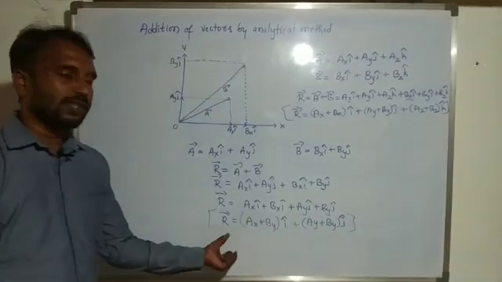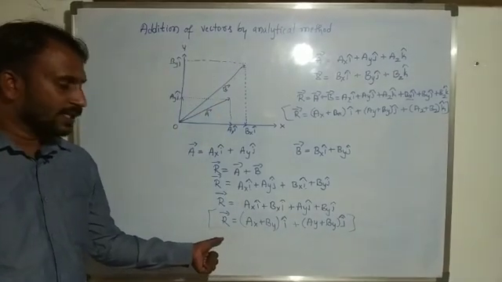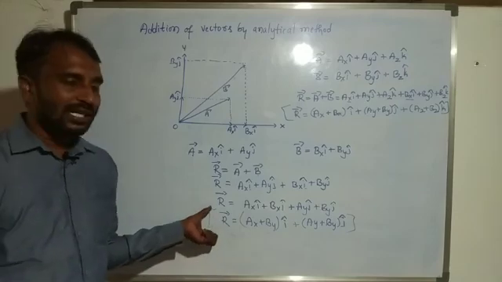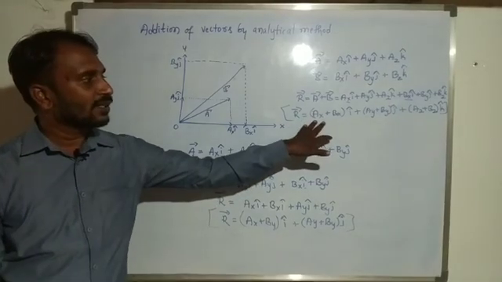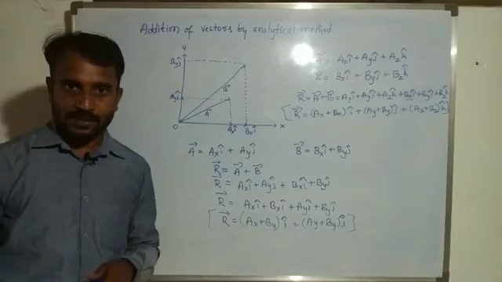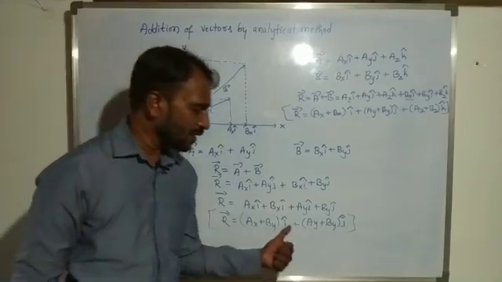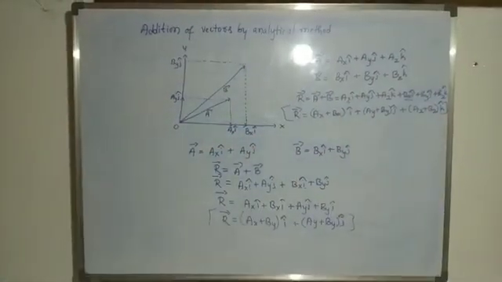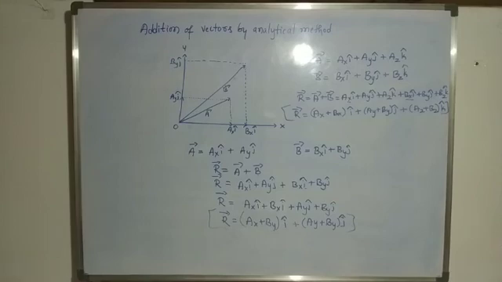Suppose we consider a two coordinate system, an object in a plane, and a three coordinate system, an object in space. This one is a 3 coordinate system and this one is a 2 coordinate system. So this is addition of vectors by the analytical method.